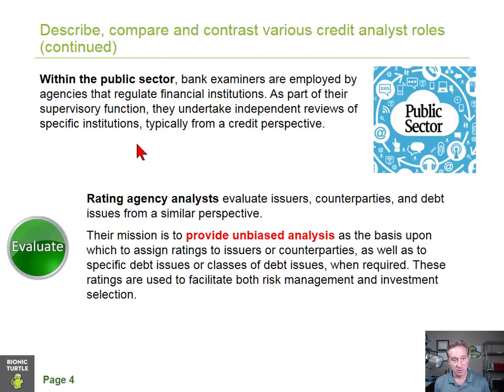And then in contrast to the private sector, within the public sector, bank examiners are employed by agencies that regulate financial institutions. As part of their supervisory function, they undertake independent reviews of specific institutions, typically from a credit perspective. Then we also have rating agency analysts who evaluate issuers, counterparties, and debt issues from a similar perspective, where their main mission is to provide unbiased analysis. And of course, as we've read elsewhere, they have been accused in the past of being biased through their compensation approach.